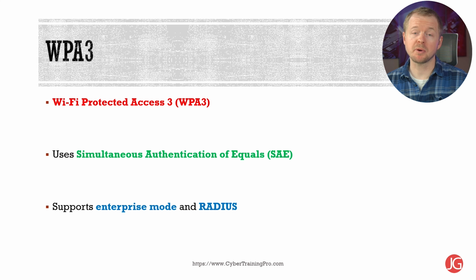Wi-Fi Protected Access 3, or WPA3, is the newest Wi-Fi protection standard. It uses something called Simultaneous Authentication of Equals, or SAE, instead of pre-shared keys to secure the authentication. WPA3 also supports enterprise mode and the use of RADIUS servers to check credentials.